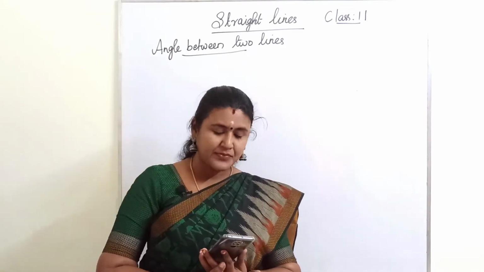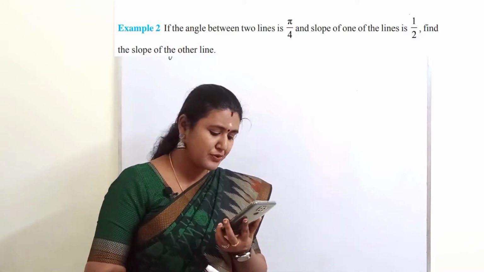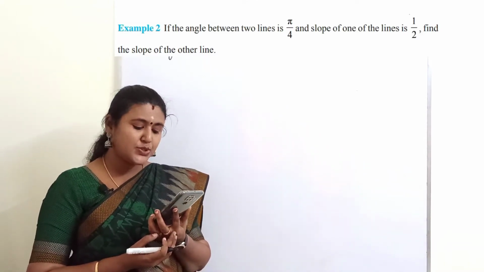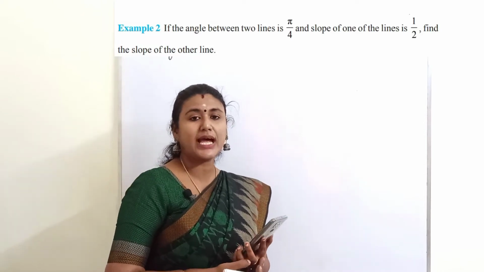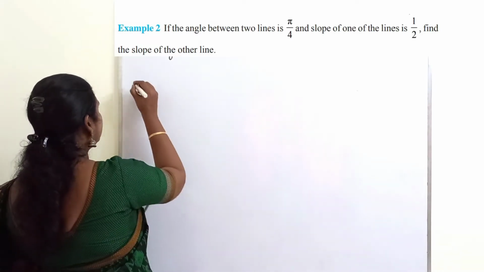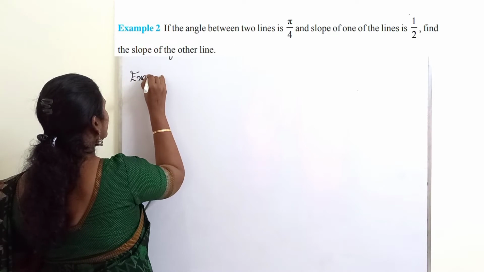Now we will see Example 2 given in the textbook. If the angle between two lines is pi by 4, so the angle between the lines is given.